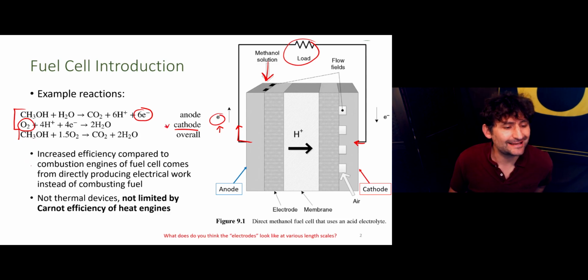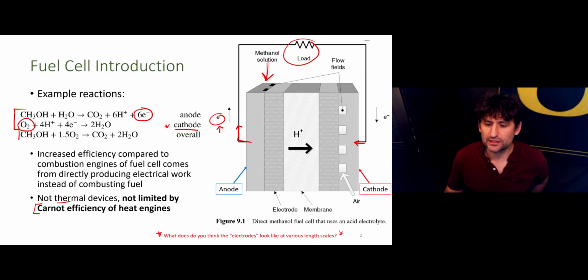Fuel cells can provide increased efficiency compared to combustion engines because they're not thermal devices. What that means is they're not limited by the Carnot efficiency of heat engines. As a thought experiment, I'd like you to start thinking about this fuel cell structure. Here, there's the current collectors. These are metals, typically, or graphite. There are the electrode materials. These electrodes have important structures spanning length scales from sub-nanometer to hundreds of micrometers because it is in this electrode where the reaction takes place.